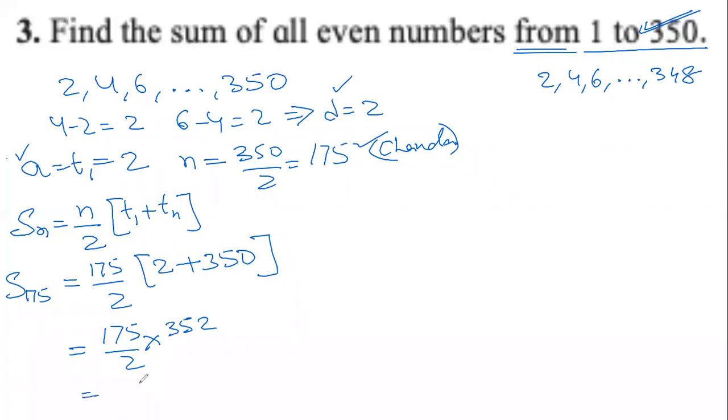352, which is 175 into 176. Remember this product from the previous question, and we calculated 30800. Yeah, this one is easy.